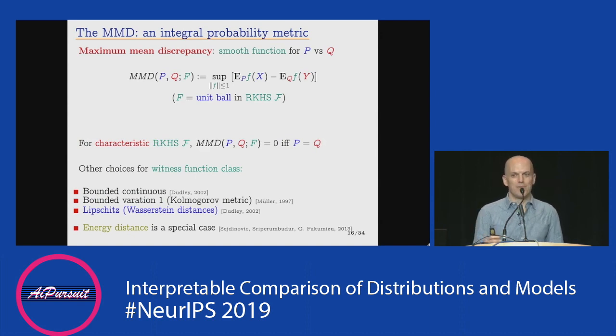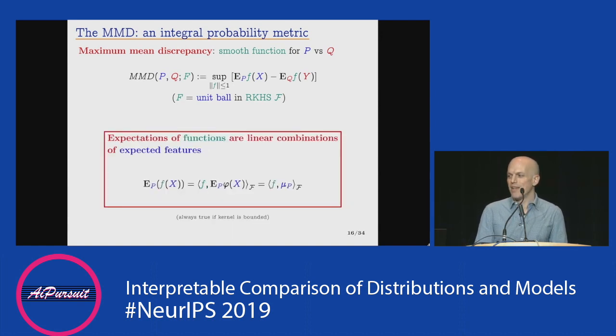So MMD is one integral probability metric, but there are many others, okay? So bounded continuous functions also induce an integral probability metric, which is interesting for textbooks. The functions of bounded variation 1 give you the Kolmogorov metric, so the largest difference between CDFs. And the functions that have Lipschitz norm bounded by 1 give us the Wasserstein distances. And we'll be using the Wasserstein distances a little bit more later. If you know of the energy distance, if you do statistics, that's a special case of the maximum mean discrepancy.